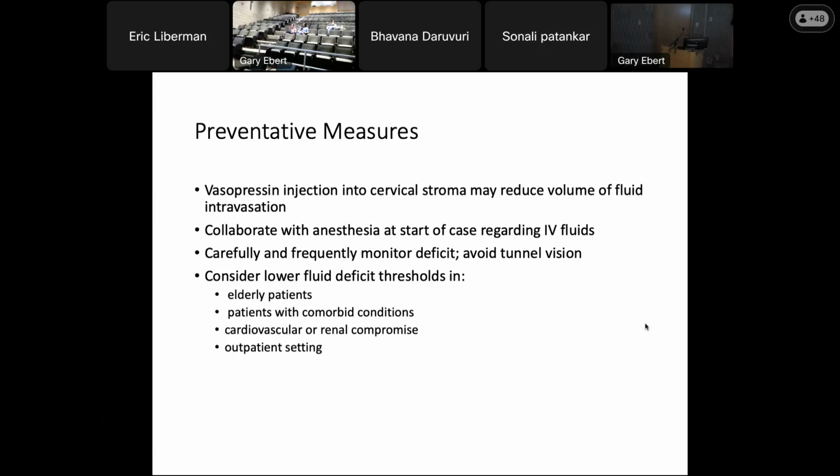Carefully and frequently monitor deficits, avoid tunnel vision. That means don't just sit there and get so focused on the case and not worry about other things that are going on, such as the deficit and how long you've been doing the procedure. And as I mentioned earlier, consider lowered fluid deficit thresholds in elderly patients, those with comorbid conditions, cardiovascular, renal compromise. And in the outpatient setting, if you're doing this in your office, you don't want your deficit to go up to 2,500. You should probably stop in the low hundreds.